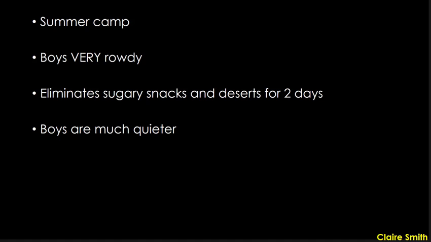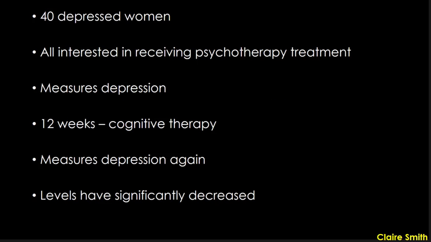Obviously, right now you should be able to understand why there are issues with this. But the next one is a similar kind of setup. Forty depressed women were all interested in receiving psychotherapy treatment for their depression. The clinical psychologist treating the women started by measuring the depression in all 40 of the women, and then gave all the women cognitive therapy treatment for 12 weeks. After their 12-week treatment period, they measured the depression again, and the psychologist noticed that the levels of depression significantly decreased from that initial pretest to the post-test after the 12 weeks of cognitive therapy.